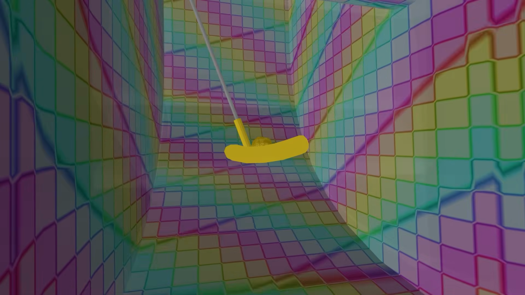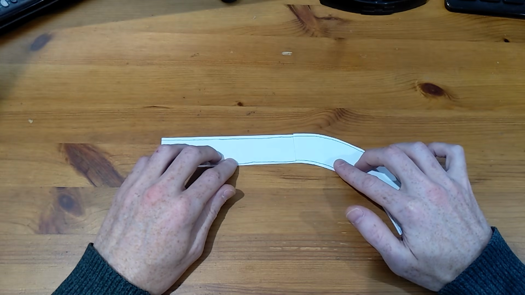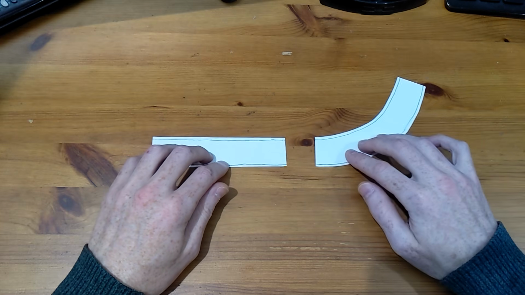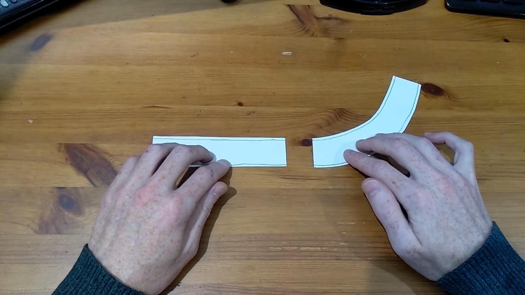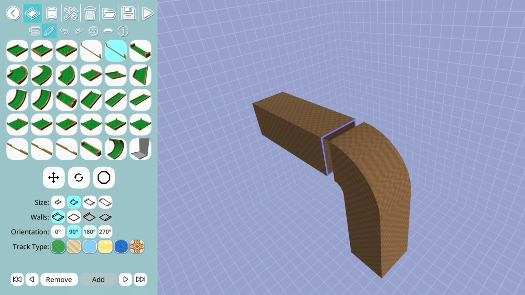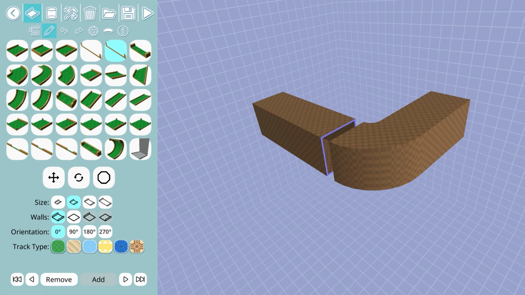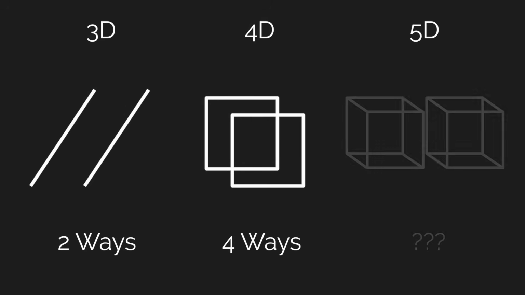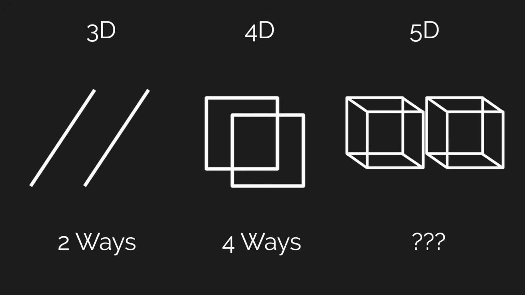The way these 5D track pieces connect is also surprising. When connecting two flat pieces in a 3D environment, there's 2 possible ways to connect them. And in 4 dimensions, there's 4 possible ways. So in 5D, there's maybe 6 or 8? Nope, there's actually 24 different ways.